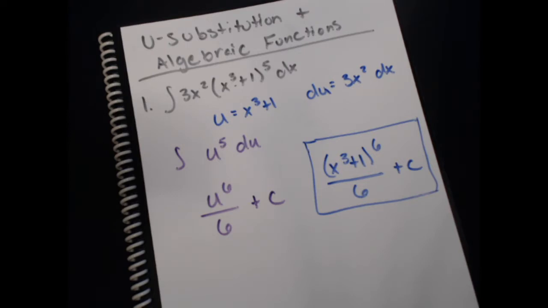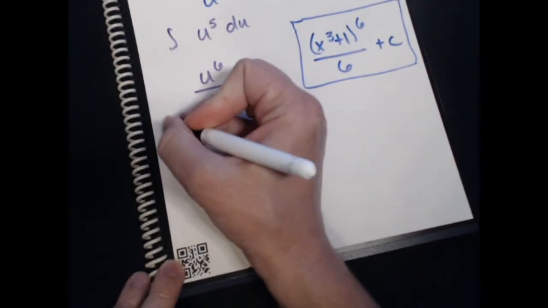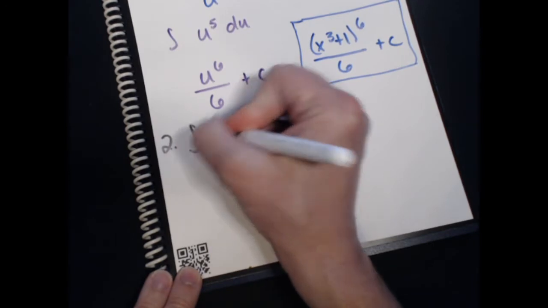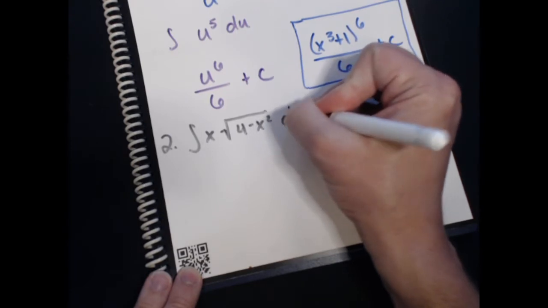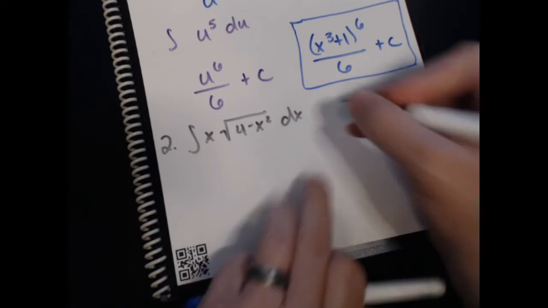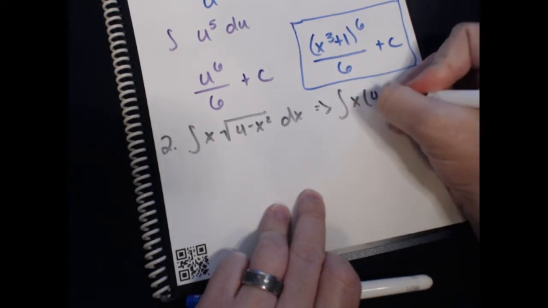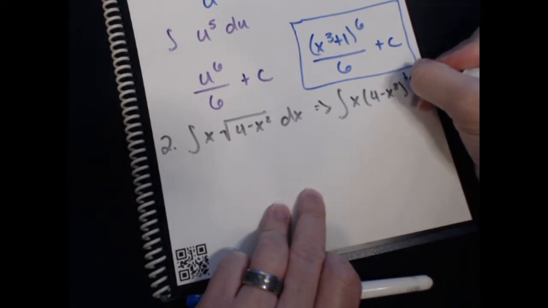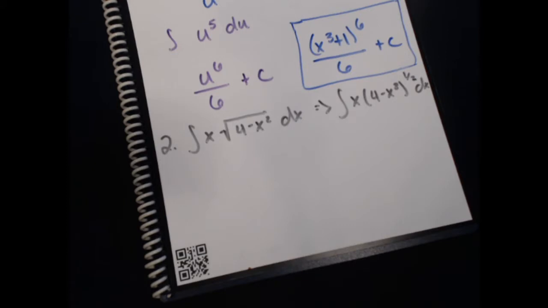Let's talk about numero dos. And numero dos says if we have the integral of x and then the square root of 4 minus x squared dx, we're going to do the same thing. Except it might be worth looking at this as the integral of x times 4 minus x squared to the 1/2 power dx. It's strictly up to you. It doesn't really matter to me how you write that. But that might be worth it just because in a few minutes that 1/2 will be helpful.